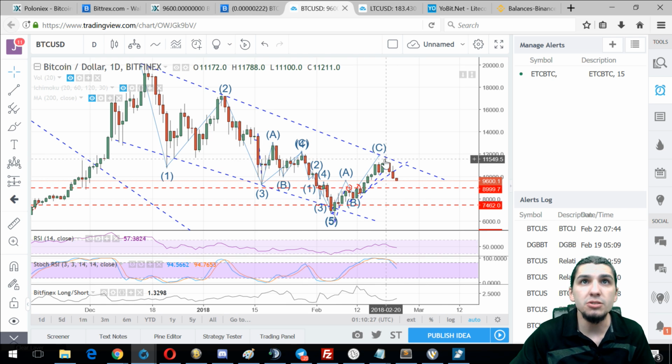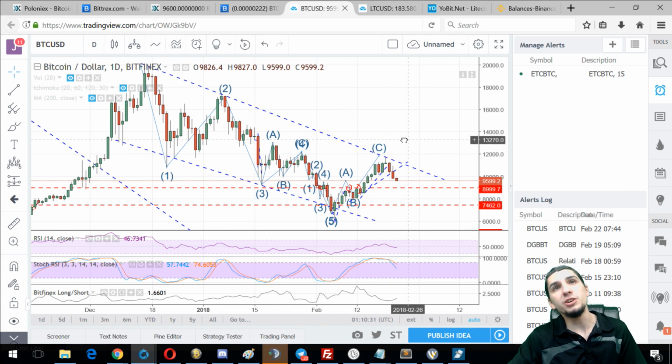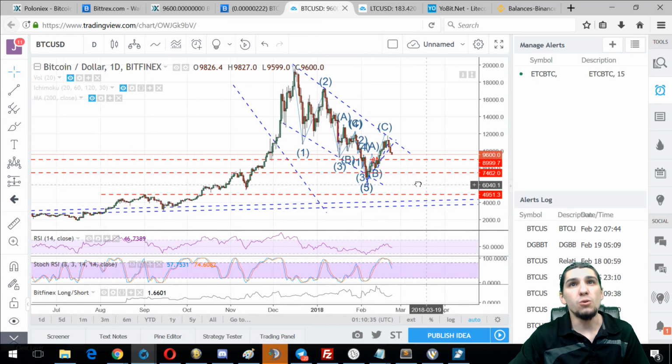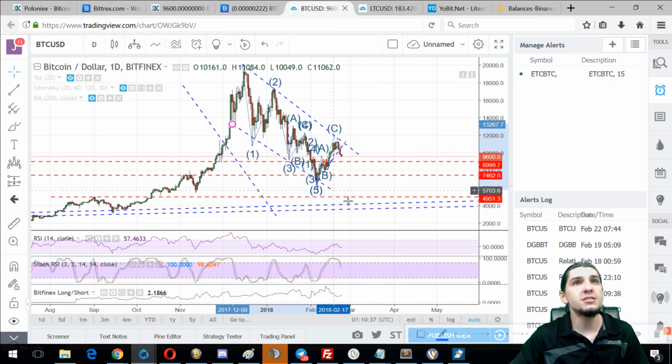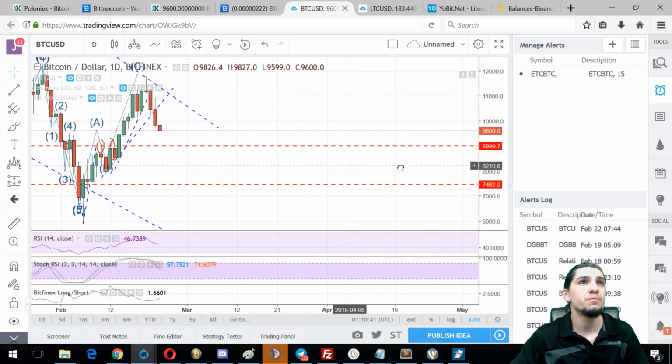So if this was an ABC correction, we don't get a D and an E, okay? So this is not an impulse wave yet. We are still in a bearish market. So there's a lot of ways this can go, guys. There's a lot of ways this can go.